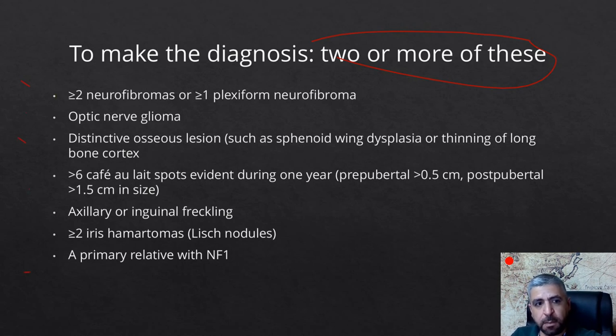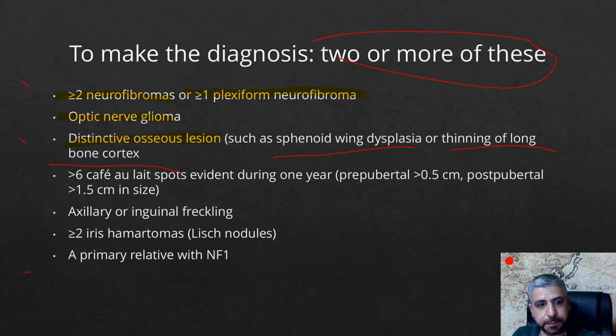First of all, more than two neurofibromas or more than one plexiform neurofibroma. Plexiform neurofibroma basically is a giant neurofibroma, like a really big neurofibroma. Optic nerve glioma. Distinctive osseous lesions. What do we mean by distinctive osseous lesions? We mean either sphenoidal dysplasia or thinning of long bone cortex. These are distinctive for neurofibromatosis.